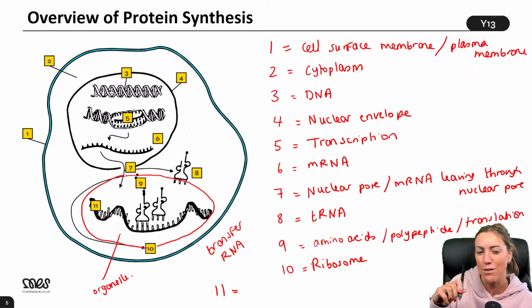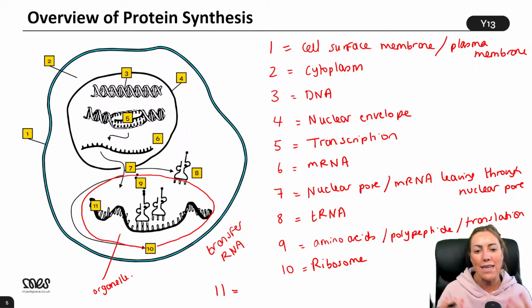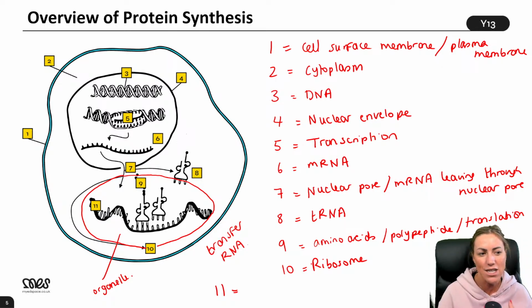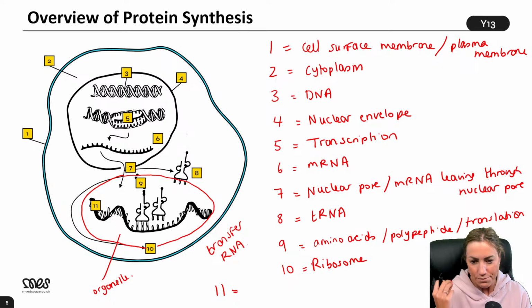What are we learning about? So we're just recapping year 12 protein synthesis. So we're learning about transcription and translation. And this is like an overview of the whole thing, right?